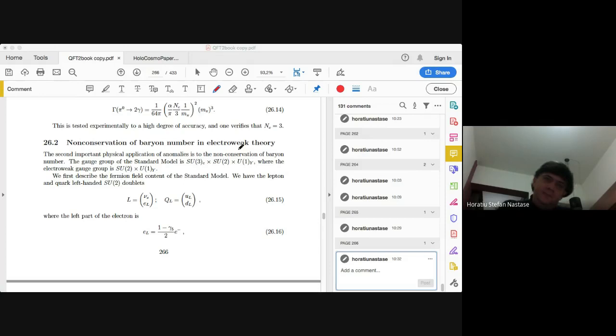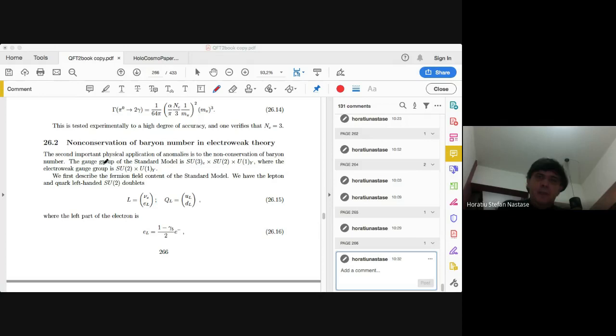Now, these next two will seem somewhat obvious after we know that there's an anomaly. This one is more quantitative. The next two are more qualitative. So we're talking about non-conservation of baryon number in the standard model.